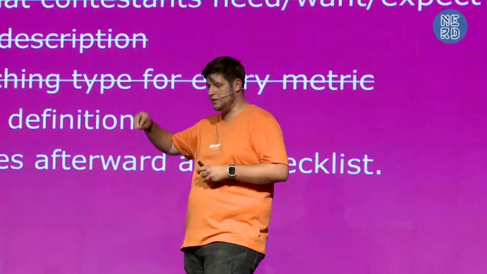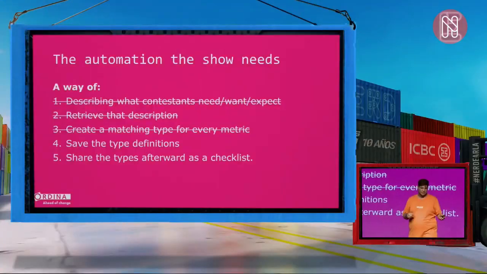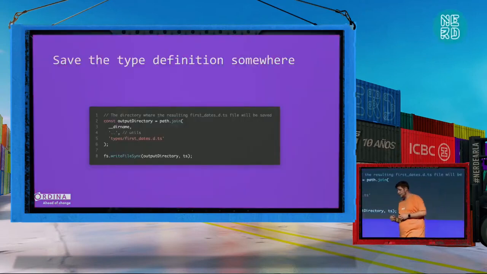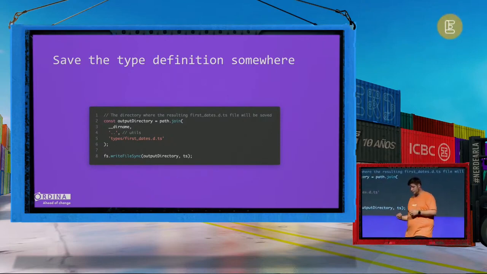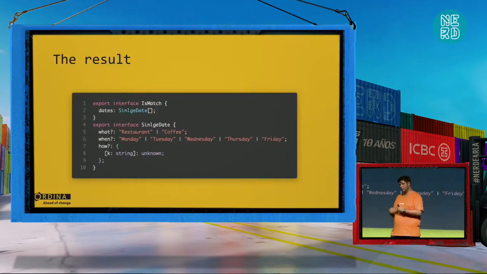So now they have the matching type, the package takes care of that, and now they want to save that type definition. So again, using the same file system, they're going to create a type file called firstdates.d.ts, and they're going to write to that file, and it looks a bit like this. So now they have a type file which they are able to use in their system, so they can check easily, is everything what I need, is it there, is it a match or not?